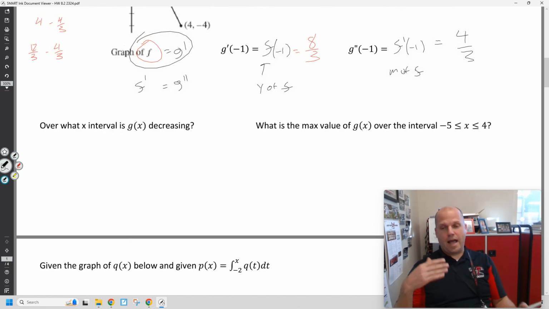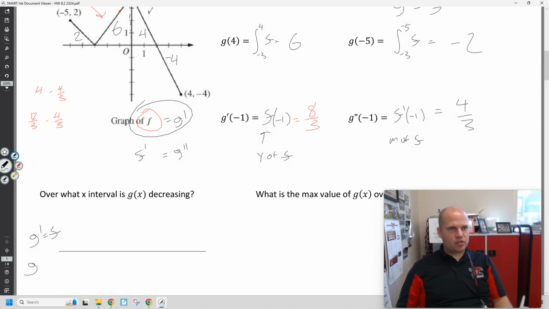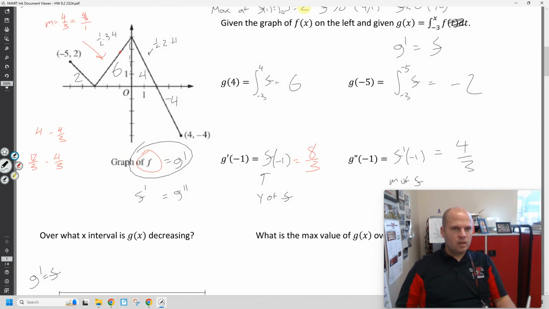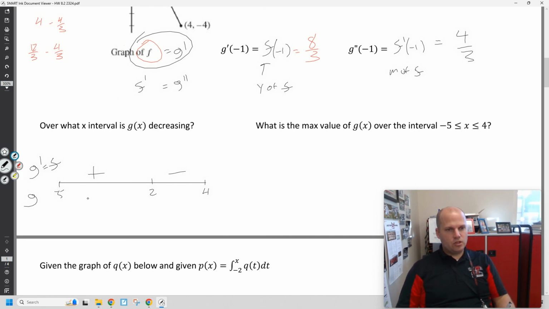Oh, cool. We're not asking about concavity at all. We're just asking about G decreasing. So we can do all of our work here on one guy. Okay, let's just do a full sign analysis. G prime will tell me about G going up or down. G prime's equal to F. I'm starting at -5. I'm going to 4. I have positive values until 2, and then I have negative values. G is going to be increasing, then decreasing.